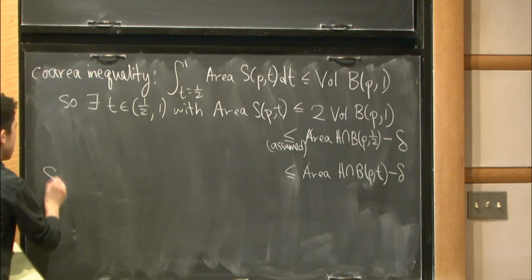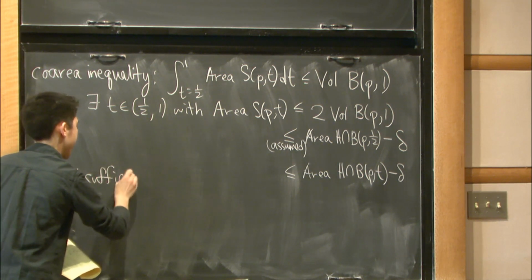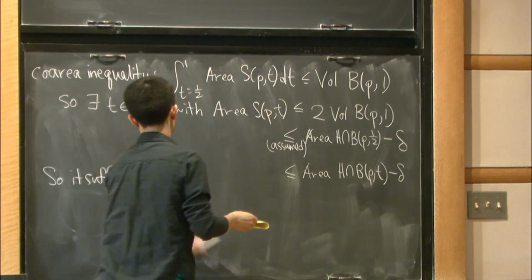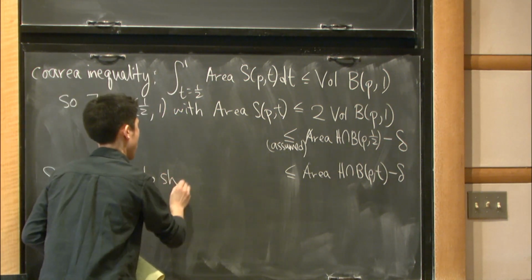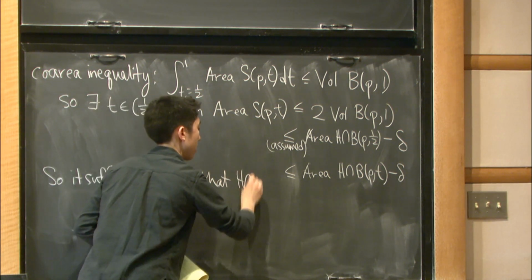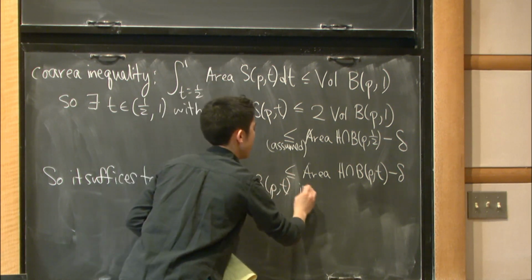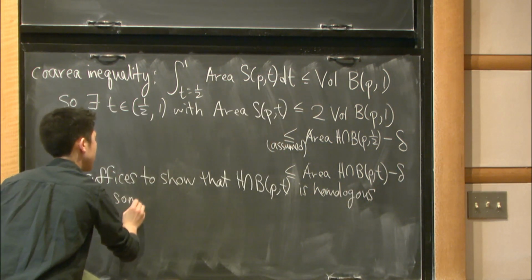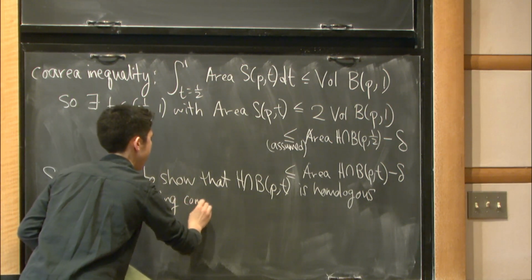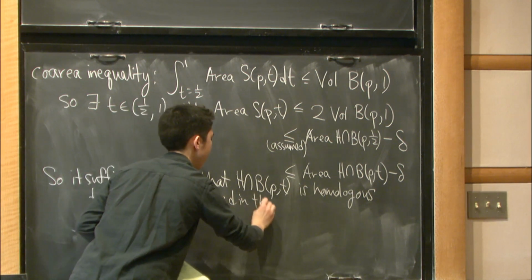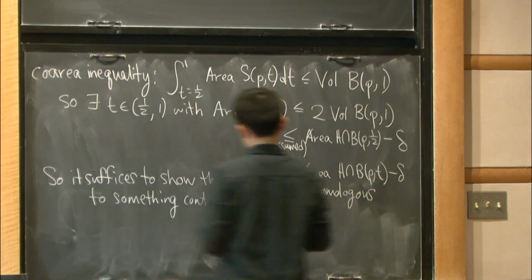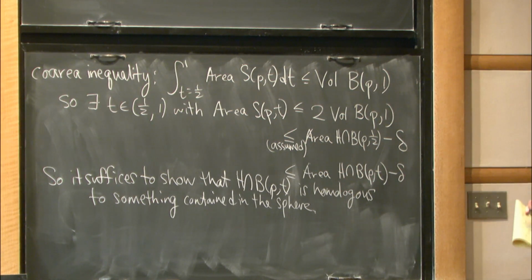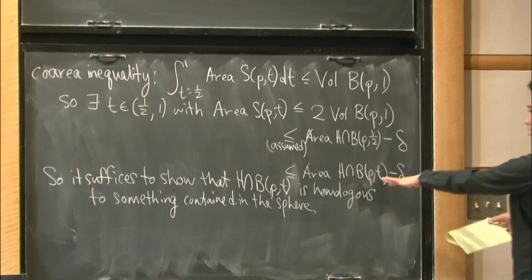So because of this, the numbers work out that it suffices to show that the part of H that's inside the ball of radius t is homologous to something contained in the sphere. Because then its replacement would have area at most this, which would be dropping by at least delta. So now let's do the second part.